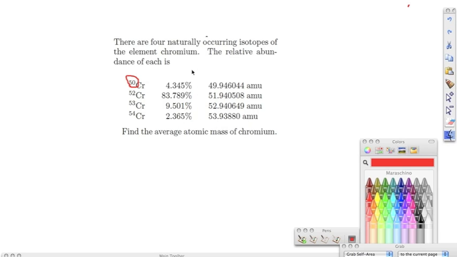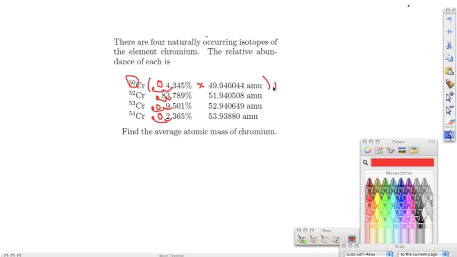So all we're going to do here, remember when we're working these out, the main thing we have to do is move the decimal over 2 places. So we move our decimal over 2 places on each of these. And this one we get 0.04345, and we move this one over 2 places, and we get 0.83789, and then we move this over 2 places, and we get 0.09501, and move this over, and we get 0.02365.